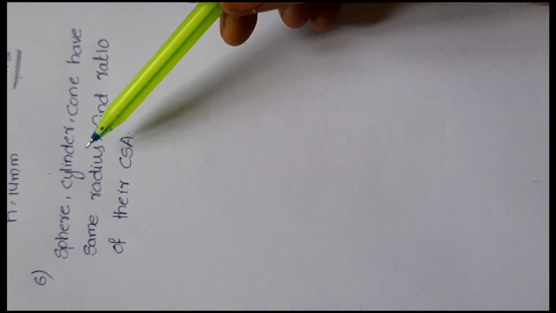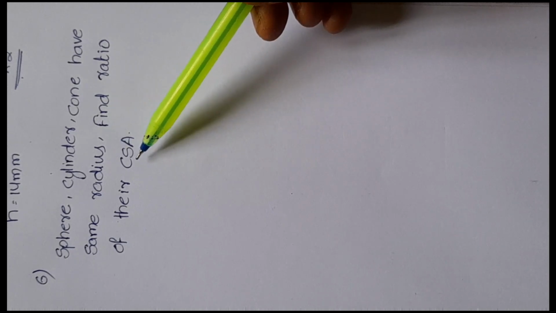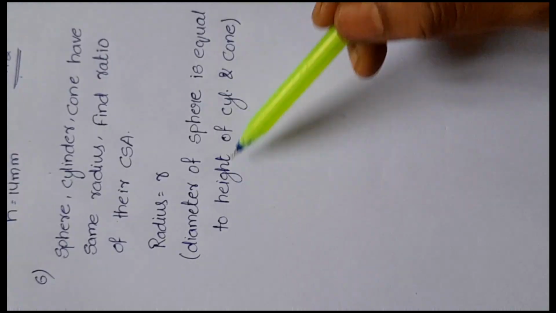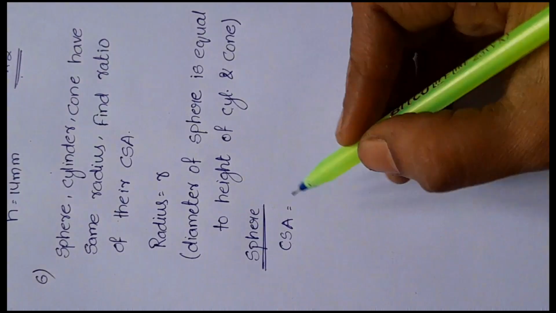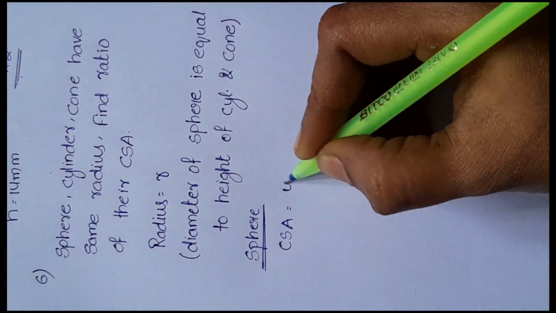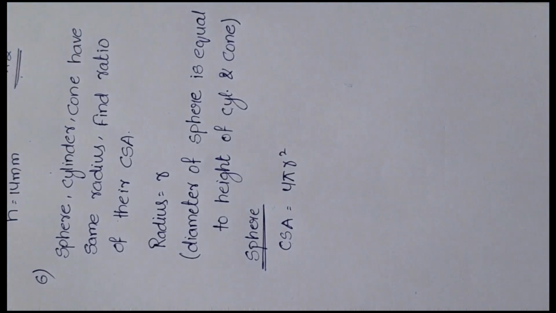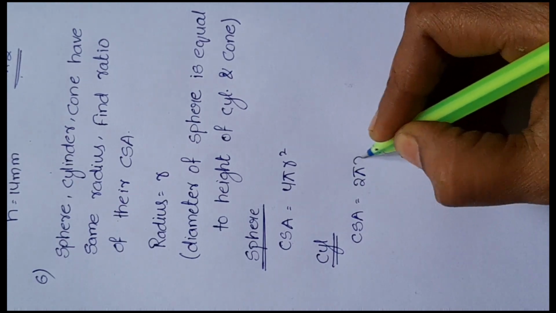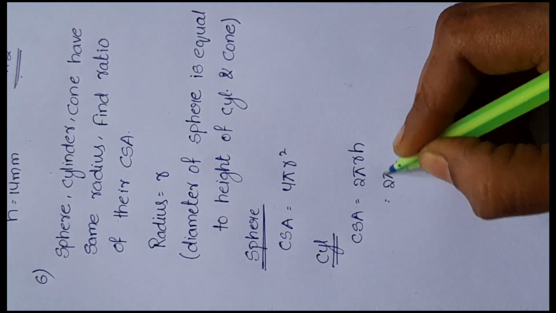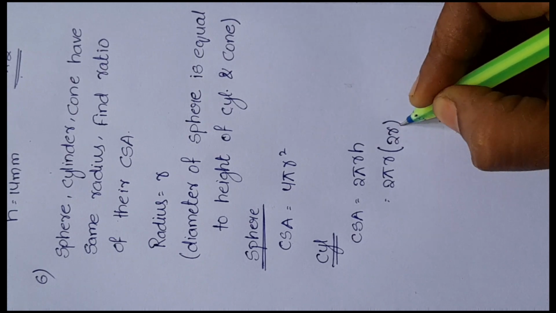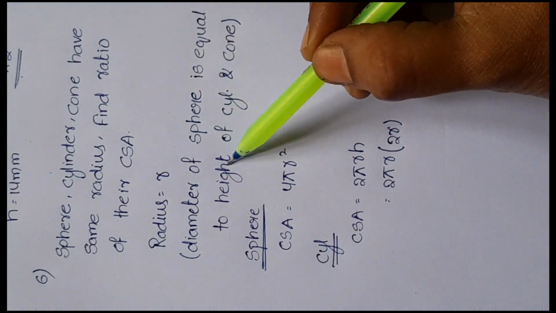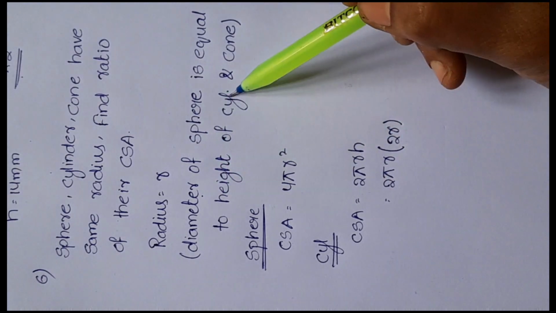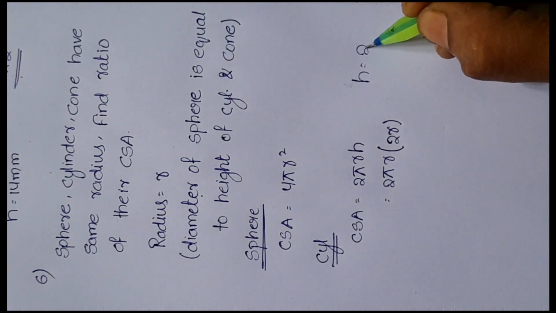Sixth question is, sphere, cylinder, cone have the same radius. Find the ratio of their curved surface area. Here also it is mentioned that the diameter of the sphere is equal to the height of the cylinder and the cone. So the curved surface area of the sphere is 4 pi r square. Now the curved surface area of the cylinder formula is 2 pi r h. The heights of the sphere, cone and the cylinder are the same, or otherwise the diameter of the sphere is equal to the height of the cylinder is given. So h is equal to 2r.